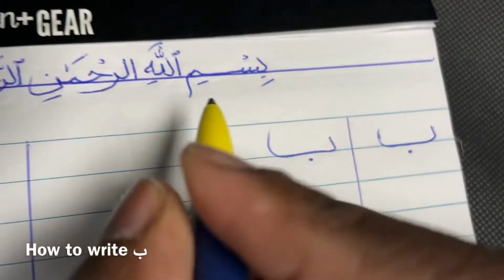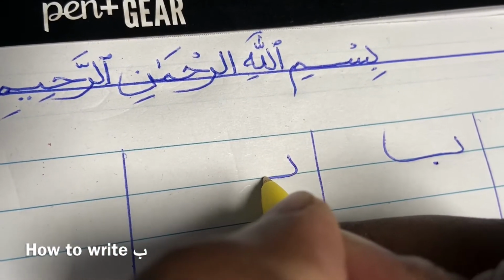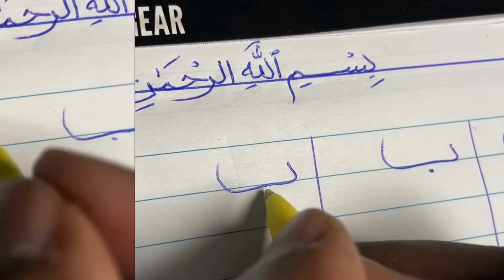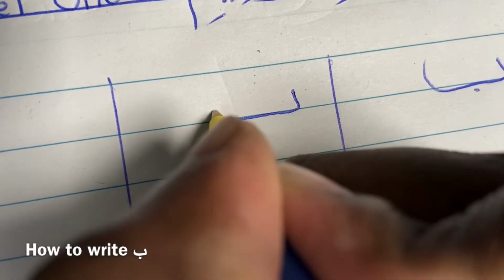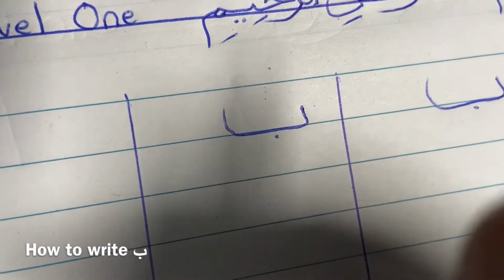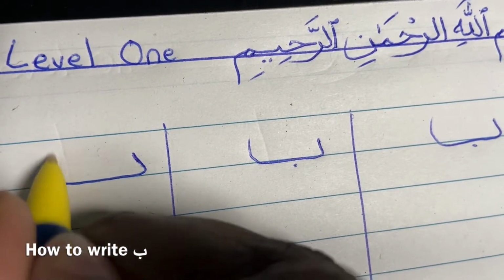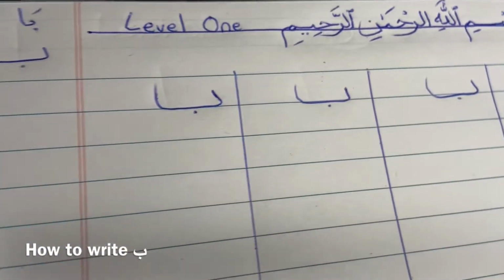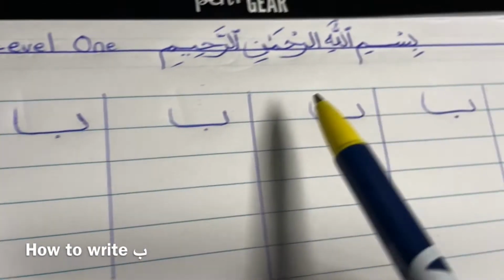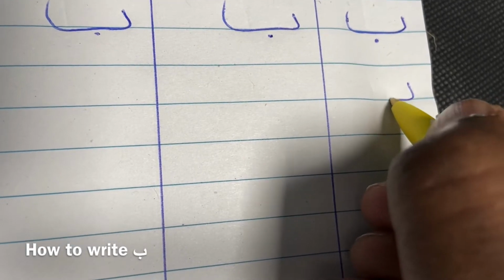Say ba. Start from the middle, go down to the line, curve back up. So inshallah, I'll do it again. Ba. When you're writing this letter, make sure the student skips a line. So skip a line here, and then right under it.